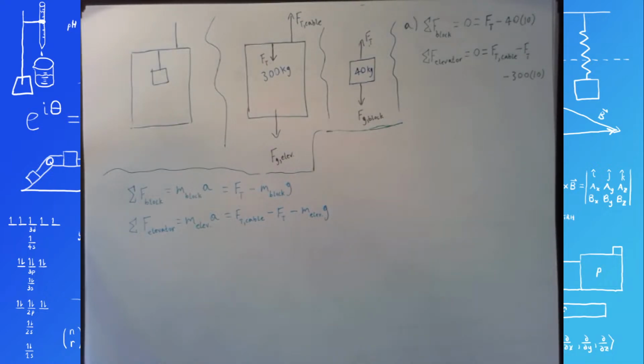So I did not call these acceleration block and acceleration elevator because I know, just through common sense, that however this elevator moves, the block is going to move in line with it, in pace with it. Neither one of them is going to move past the other. At least that's what common sense would suggest.